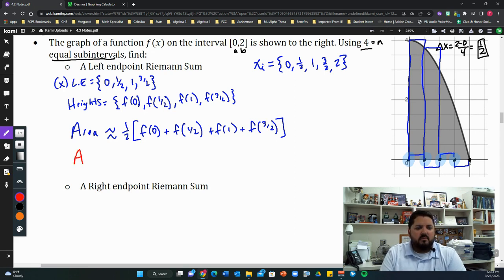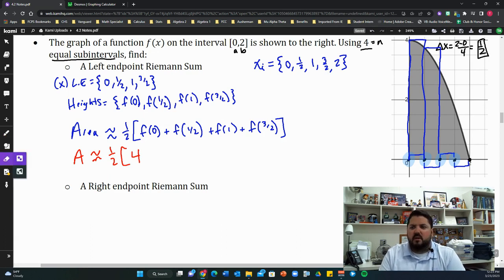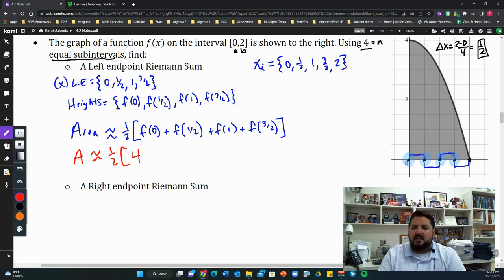So for this one, my area will be approximately equal to 1/2 times f of 0. That one we don't have to estimate. We know it's exactly 4. But then f of 1/2, let me erase these rectangles. Now, you guys have seen me draw them. Sometimes you may have to do your best to estimate y values. So right there, if you carefully look at these tick marks, there's 2, there's 4, so this is 3. So that would be 3.5. So this is right about in the middle. So we're going to say roughly 3.75.